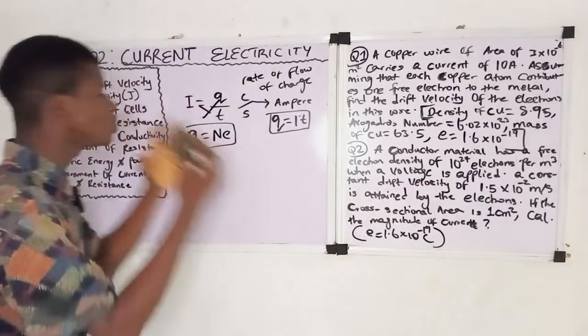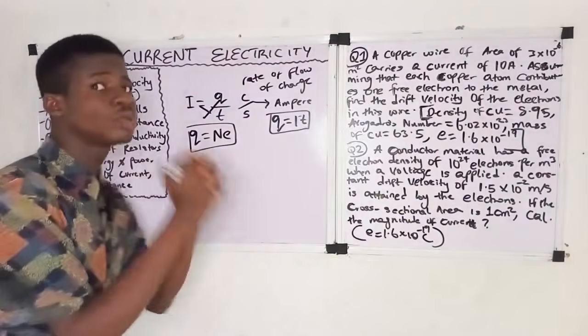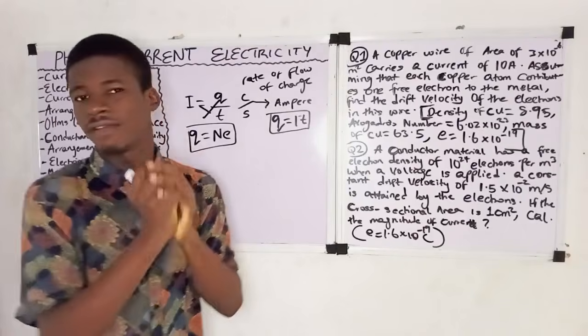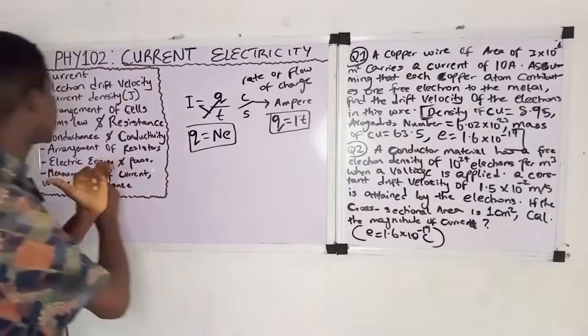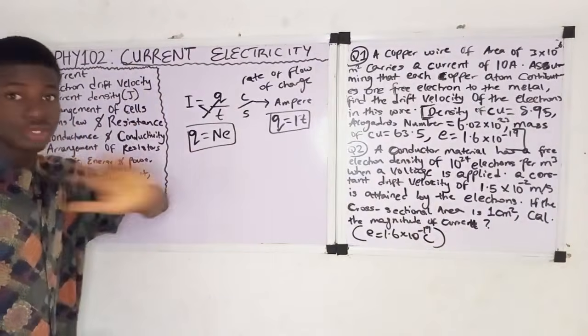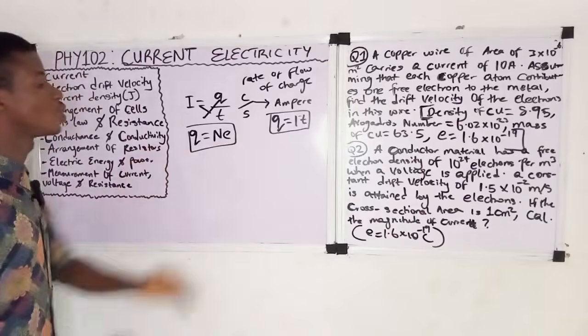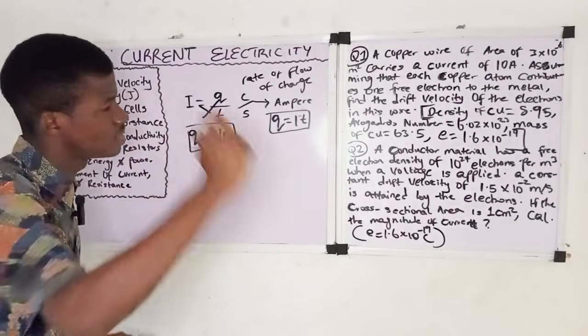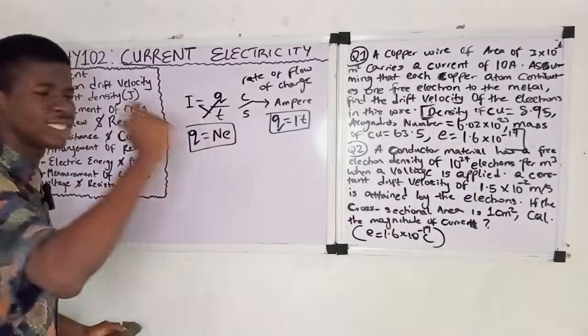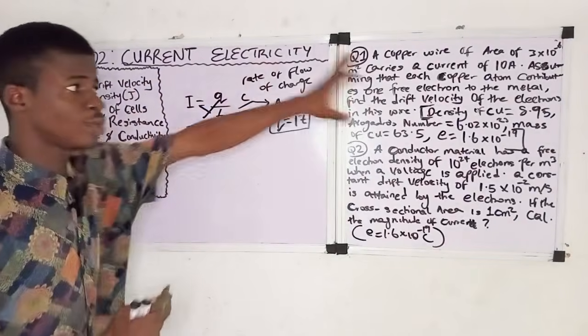I will give you guys a formula to calculate electron drift velocity. So remember, electron drift velocity is the average velocity of electrons moving in a conductor. Now, how are we going to get this velocity? How are we going to get the formula? Because once we get the formula, we use it to solve these two questions.